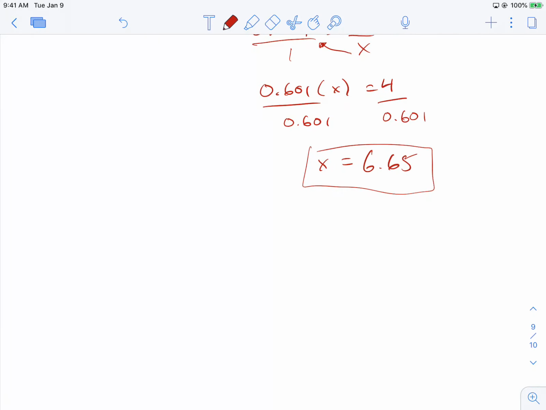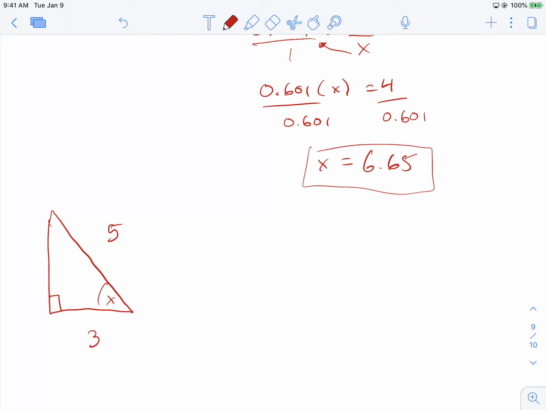Now let's look at one more where we are taking a look at solving for an angle. Okay, so if we have, this is our angle here, we have 5 and we have 3.